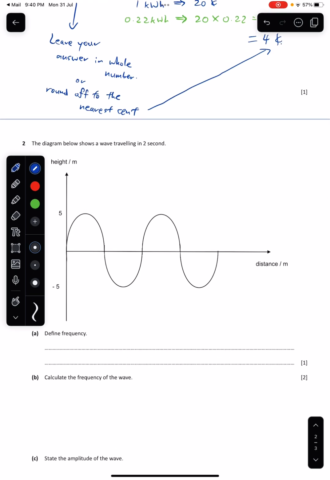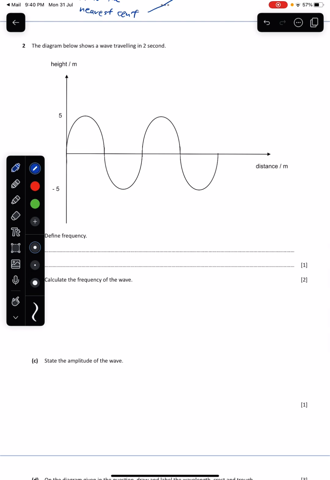Okay, next you will be doing this wave. Frequency, you see frequency definition, they always there. So frequency is the number of complete wave cycle. You can also write oscillation. Same. Number of cycle, how long? In 1 second. So that is the frequency definition.